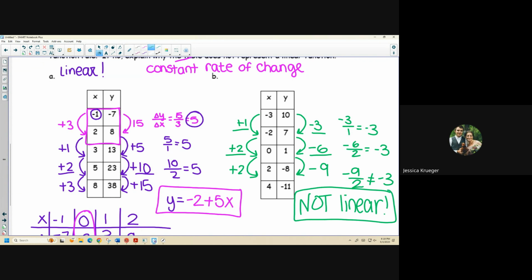Yes, the rate of change between these first few sets of points was constant, but then it started to get messed up here. You have to make sure that that rate of change is constant throughout the entire table. So don't be fooled and check the first two and then fall for the trick here. Okay? It is not linear. There is no constant rate of change. Okay, let's go to the next one.